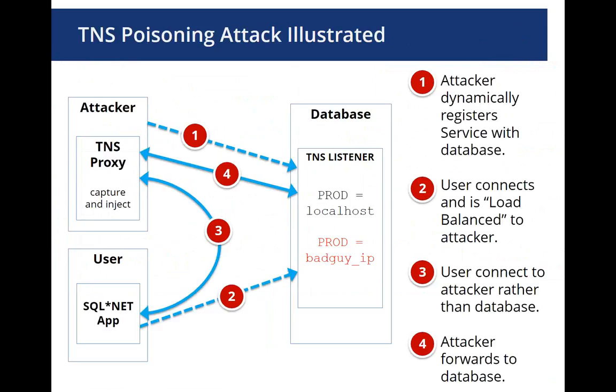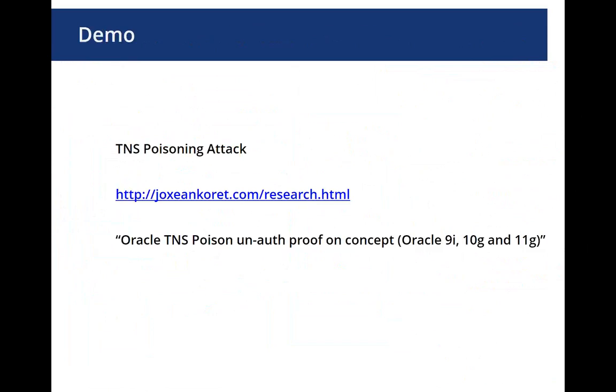Two is the attacker only sees half the traffic. The attacker would not see every single connection going into the database, only about 50% of them because of the way they're load balanced. But again, all I need is one connection from a privileged account. Most application accounts seem to be privileged. One DBA account, and then I can basically take over the entire database. So that's an illustrated walkthrough of the attack.